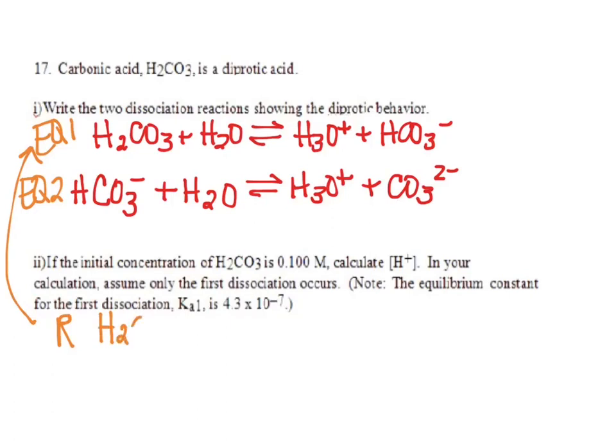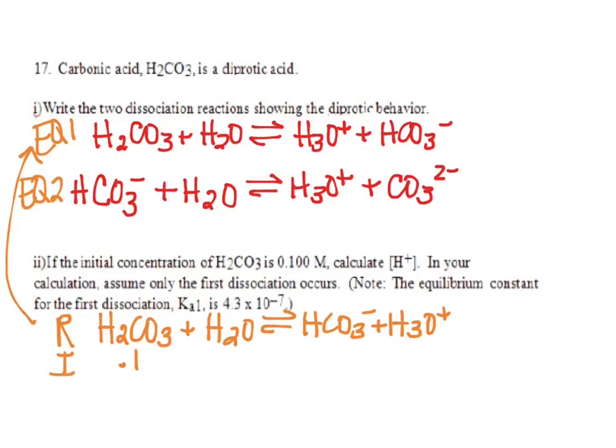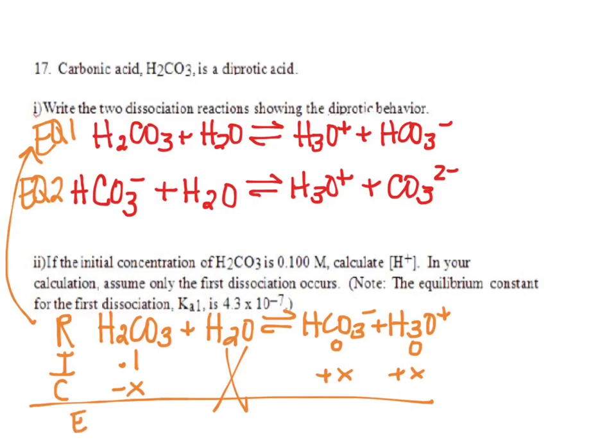So H2CO3 plus water, and we get HCO3 minus plus H3O plus. Initially, we have 0.1 molar. Our change is minus X, plus X, plus X. At equilibrium, we have 0.1 minus X, X, and X. Is that X negligible? Yes. Let's go ahead and just say X is negligible.